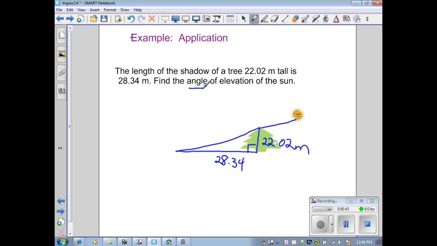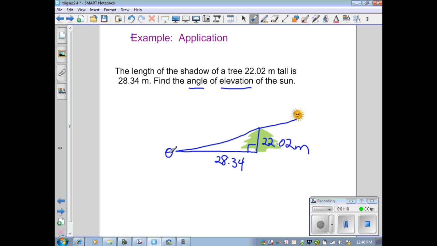Then it asks me to find the angle of elevation. Well, my right angle is already known, so my angle of elevation has to be one of the acute angles. Recall from the previous slide, I said that the angle of elevation or depression must be generated from a horizontal, and it cannot be adjacent to a vertical line. So therefore, this is the angle I'm solving for, which I'll call theta.